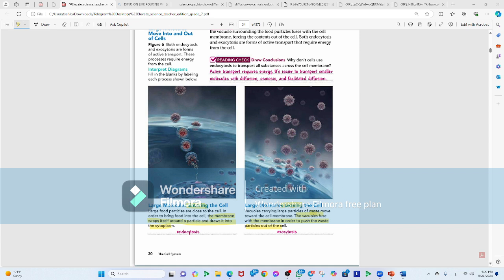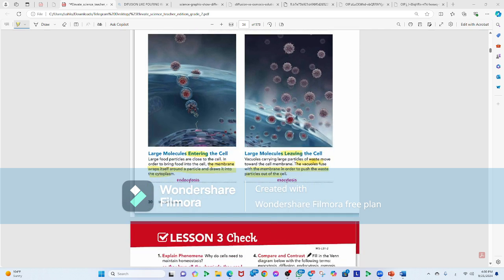But here, large molecules are leaving the cell. Also, the vacuole fuses with the membrane in order to push the waste particles out of the cell, and we call it exocytosis.